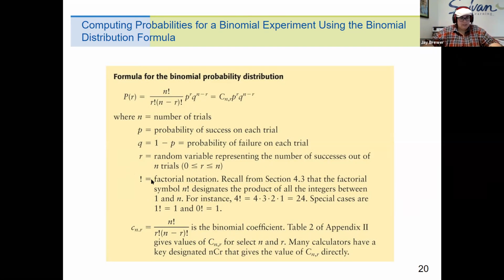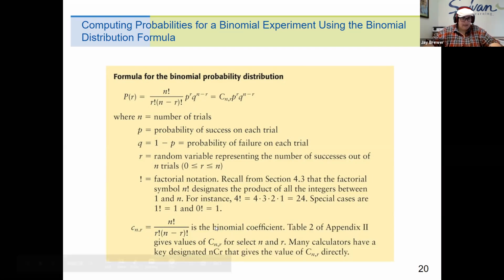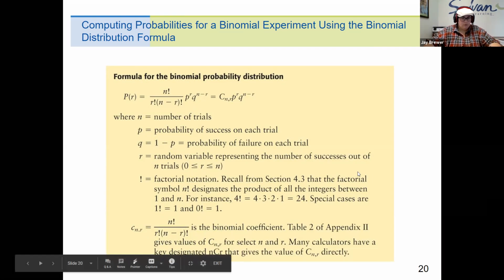The exclamation point is called your factorial notation. We already discussed it in chapter 4. And so if n would be 3, then it would be 3 times 2 times 1. There are two special cases. 1 factorial is equal to 1. 0 factorial is equal to 1. C n sub r basically means C for choose r out of n. And there's your formula for it. Again, we discussed this already.